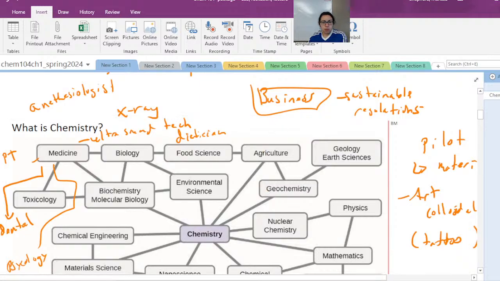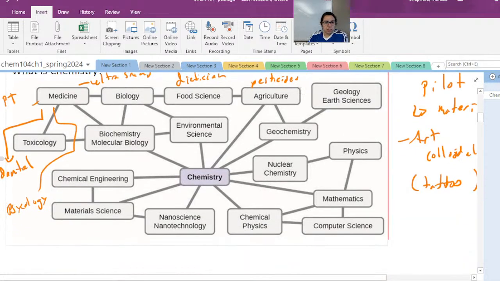And so we have agriculture. So this is huge, of course, in chemistry. So big ag. So I put a lot of money here. So this goes into like fertilizers and pesticides. And so I have many friends in the ag industry, so big ag.